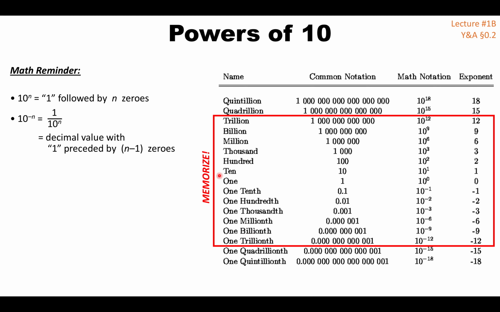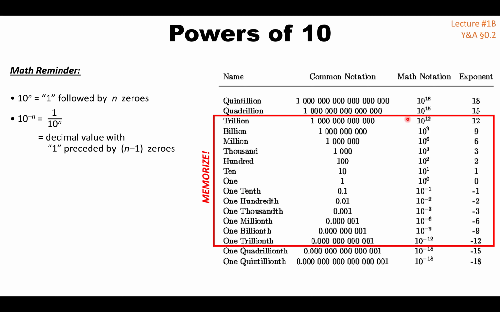Please make sure that you memorize the meaning of these English words as they relate to these powers of 10. That way, whenever you see or hear million, billion, or trillion, you will be able to instantly convert to 10 to the 6, 10 to the 9, 10 to the 12. A 1 followed by 12 zeros, a 1 followed by 9 zeros, and so on. And I recommend that you memorize them between 1 trillionth and 1 trillion.